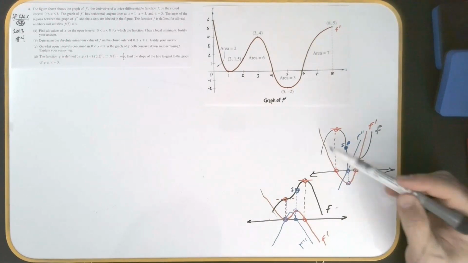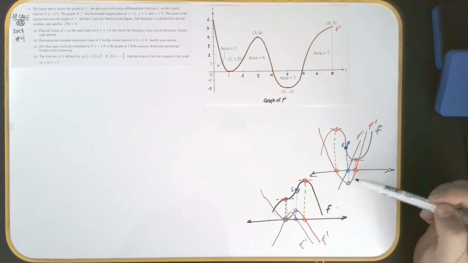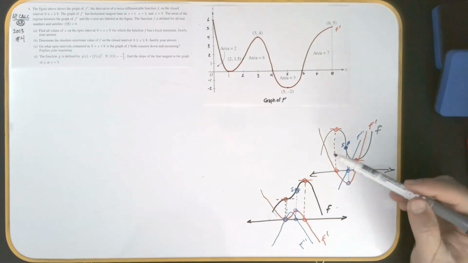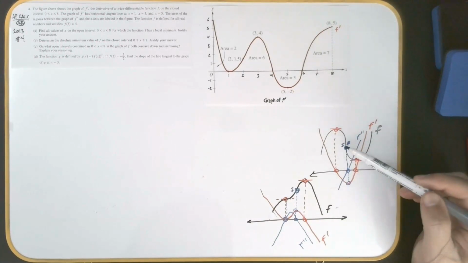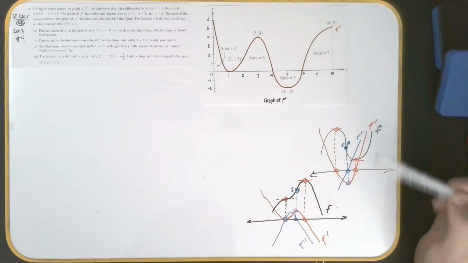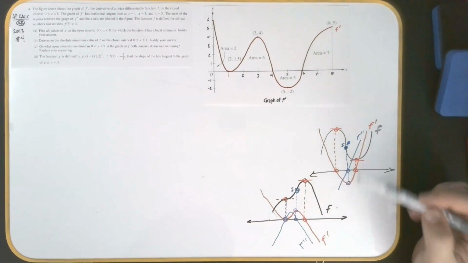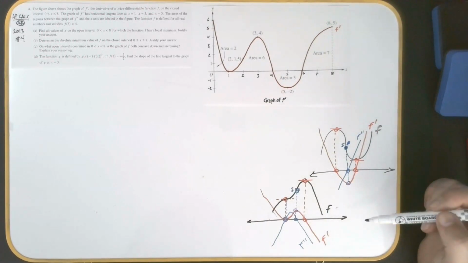So if it's above the x-axis, the original function is increasing. If it's below the x-axis, those are the places where the original function was decreasing. Okay? But then, where the derivative is decreasing, original is concave down. Where it's increasing, original is concave up. Okay? And the peaks and valleys of the first derivative correspond to inflection points on the original.